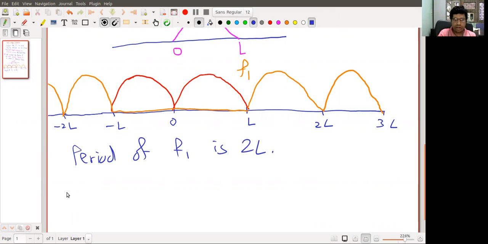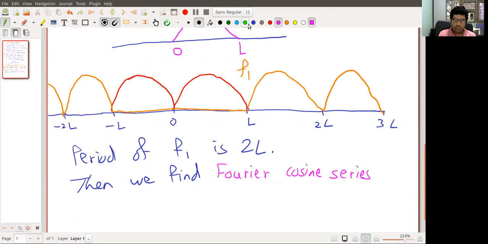So this is first step, and in the second step we find Fourier series of f1. Now f1 is even function, so we find Fourier cosine series. Then we find Fourier cosine series of this even periodic extension f1. F1 is called as even periodic extension of f.